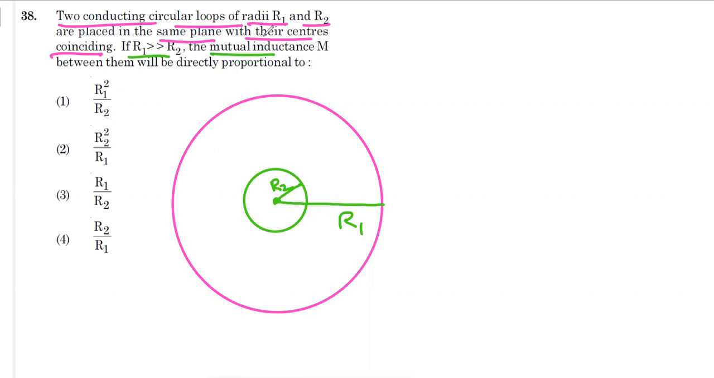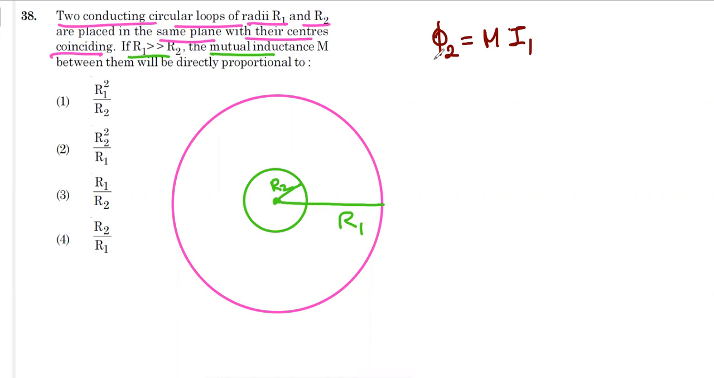They are asking for the mutual inductance. Again, this is your NCERT book question, we have done it in class. How do you find the mutual inductance? We can write that the flux linked with the second coil, the small coil, is equal to M into the current in the first coil. The magnetic flux here is produced by the current in the first coil.